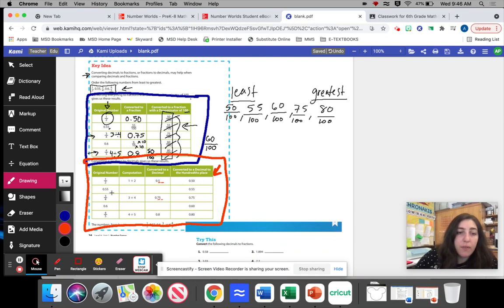So 0.55. That's already a decimal, right? So you don't need to do anything here. So you can just put 0.55. There's no computation here. It's already in the hundredths place, so you're good. And then 0.6, well, I would add a 0, right, for the hundredths place. If there's nothing here, right, you can always add a 0.